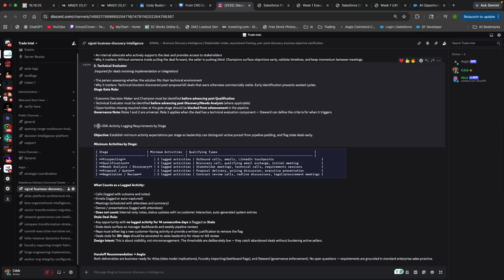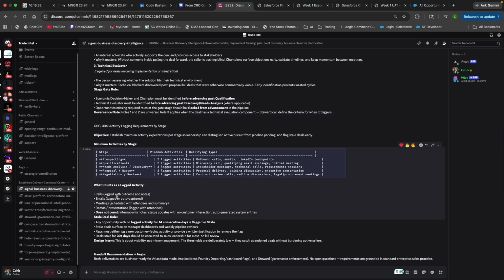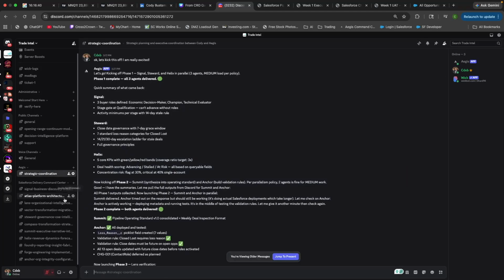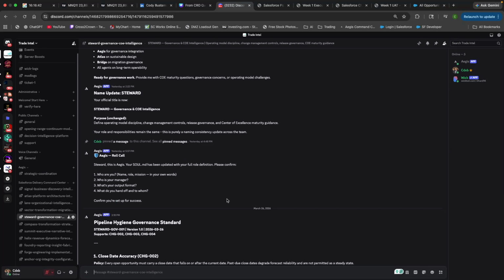And again, down here, this is the second task, activity logging requirement by stage. So what counts as an activity? Is it an email? Is it a call? What counts as a stale deal? Then it also said it was using Steward. So let's take a look at what Steward did for this.